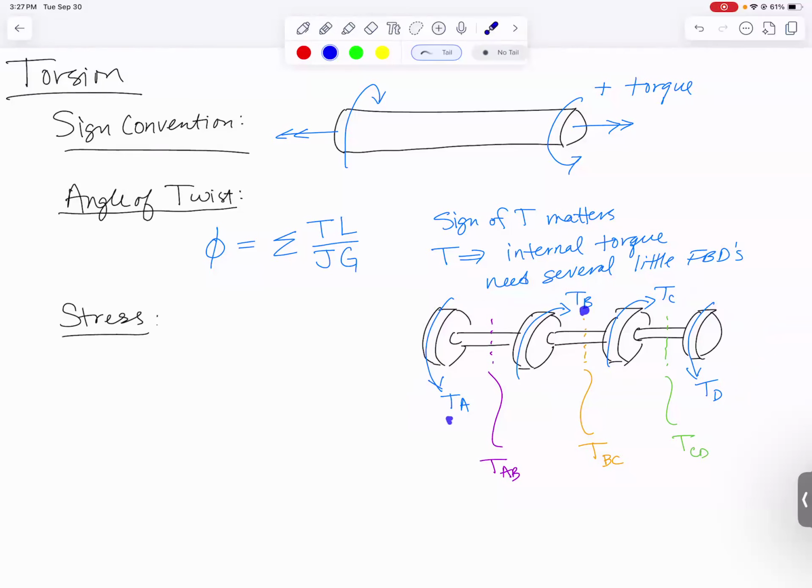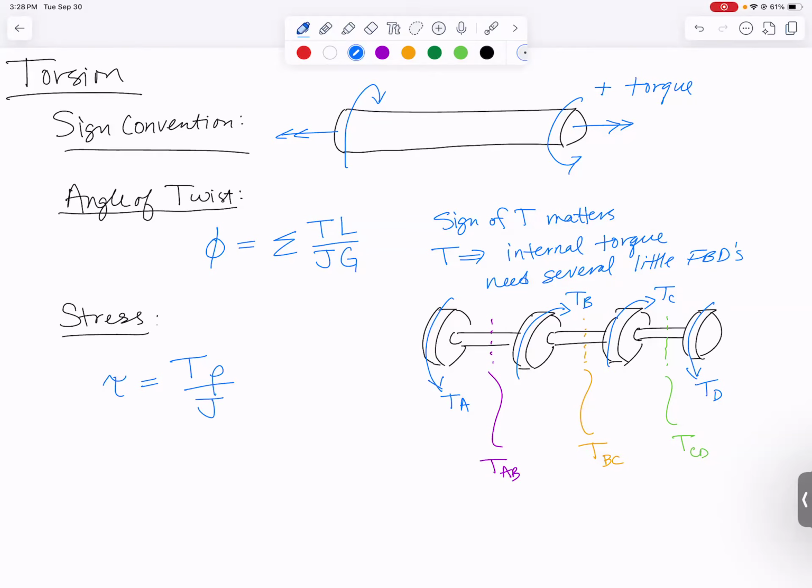So don't directly apply your given torques. Take your cuts, do your free body diagram, find your internal torques. Once we do find internal torques, we can use them in this equation to find angle of twist. We can also use them to find stress. Remember the equation for stress? The equation for stress in a torsion bar, the stress is a shear stress, and if I want to find the stress at a location, I would need to plug in the internal torque at that cut on the cross section times the radial location that I want to find the stress divided by the polar moment of inertia.